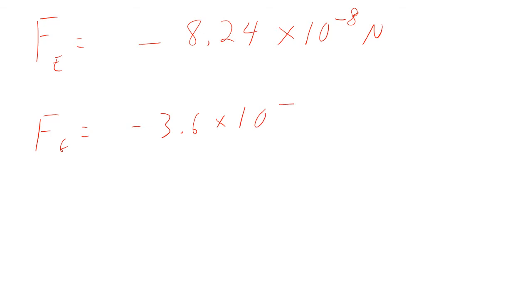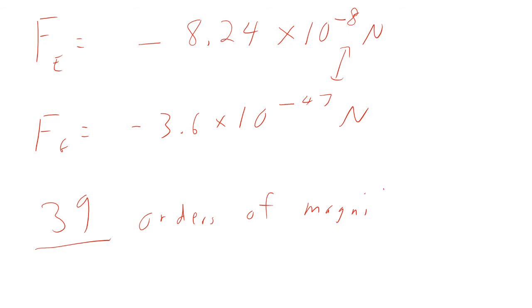The electrical force we just found was minus 8.24 times 10 to the minus 8 newtons. The gravitational force was 3.6 times 10 to the minus 47 newtons. Look at that. That's 39 orders of magnitude. The electrical force is more than 10 to the 39 times stronger than the gravitational force.